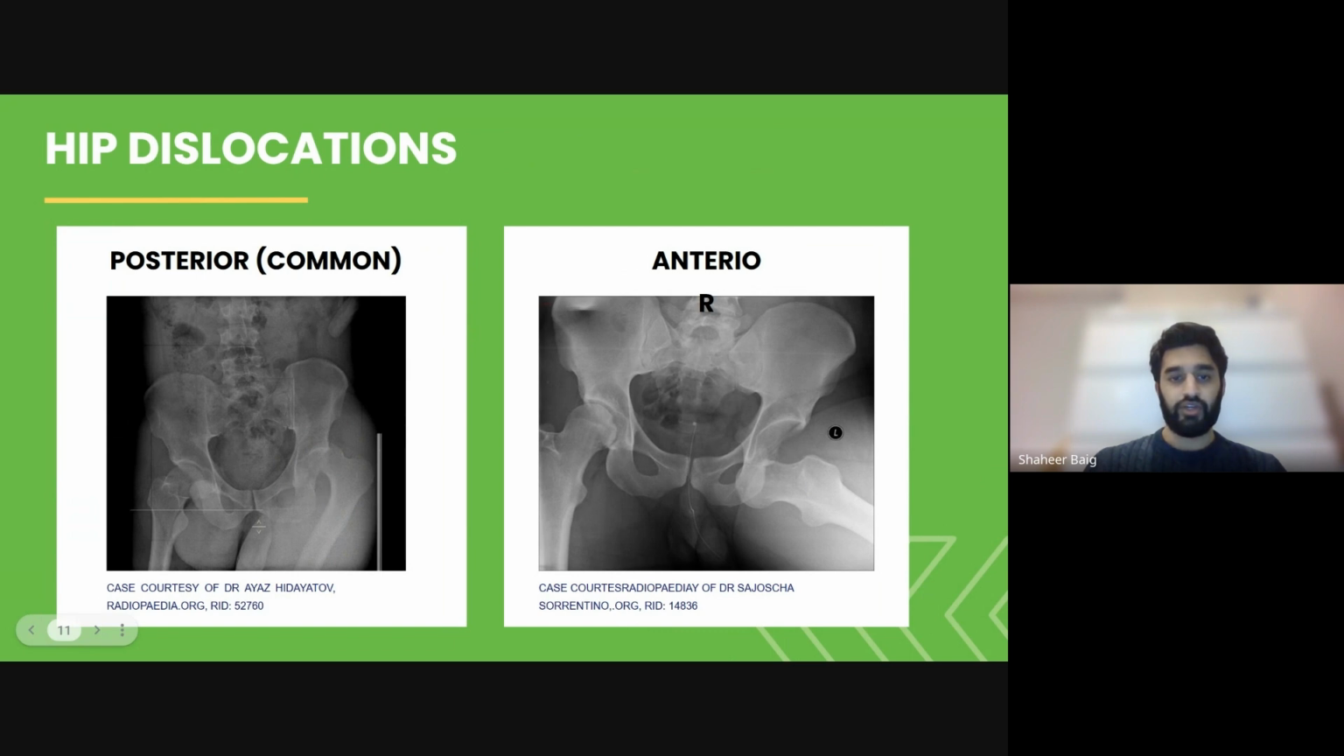But when you're flexed, these capsules or bands are more lax. If there's a trauma, usually from the front to the knee, that will push your femoral head backwards and out of the socket. Anterior dislocation is much less common. It's usually associated with multiple fractures, especially acetabular fracture. I can't quite clearly see that one here, but this is usually associated with a high velocity trauma.